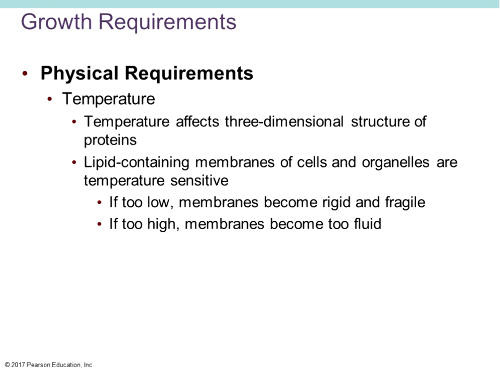So on to physical requirements. So we talked about some chemical requirements and the need for nitrogen, growth factors, trace elements, oxygen, as well as carbon dioxide. Now are some physical requirements. The first one that we're going to talk about is temperature. Temperature can affect the three-dimensional shape of those proteins. And remember, we talked about that protein form dictates protein function. And if a protein loses its form, it's also going to lose its active site, so it won't be able to function properly.